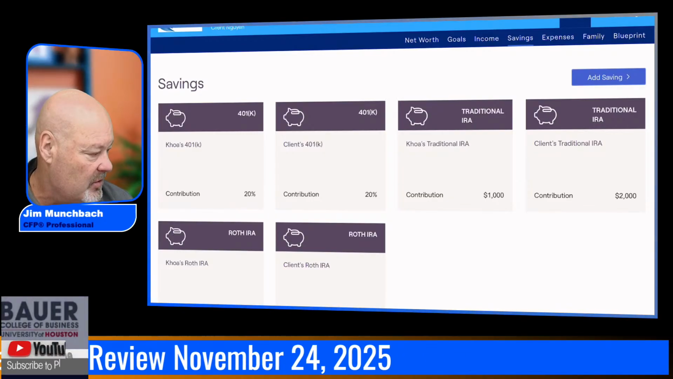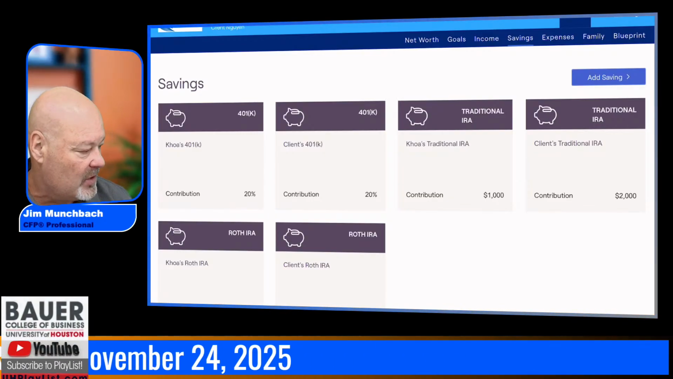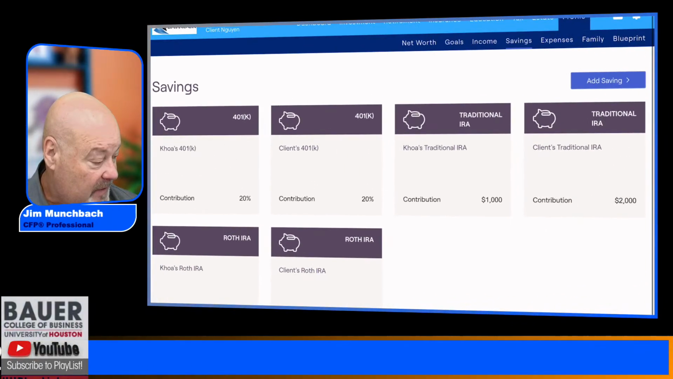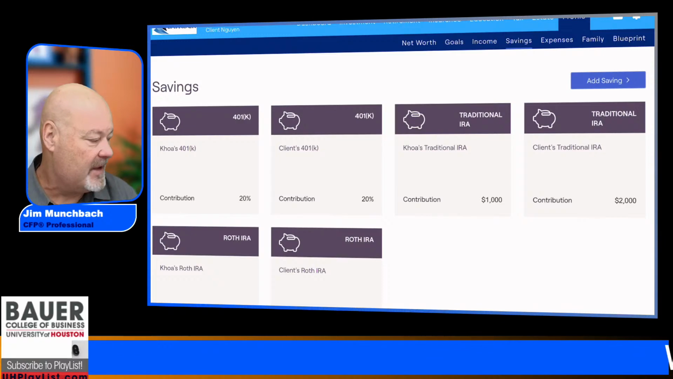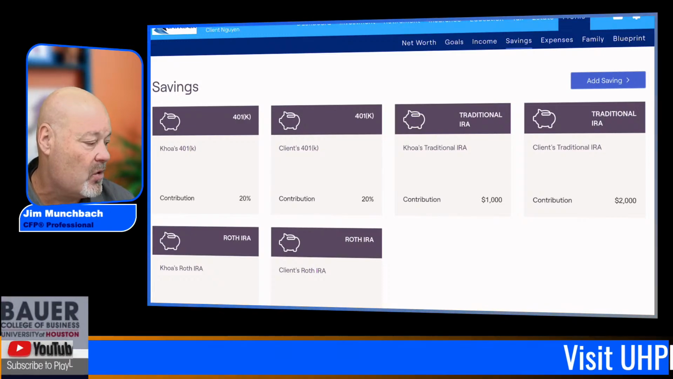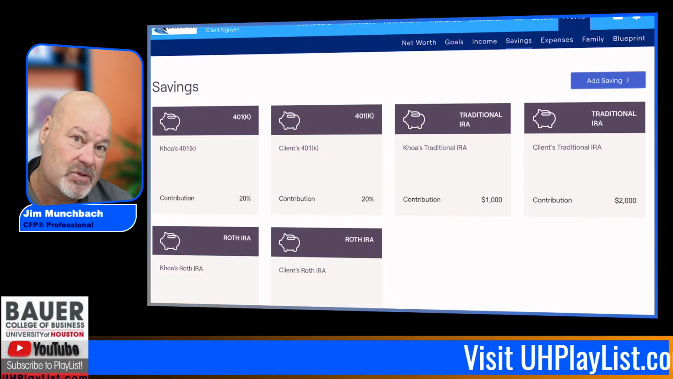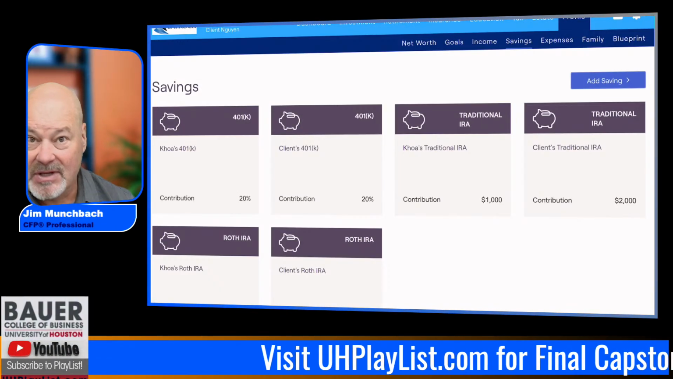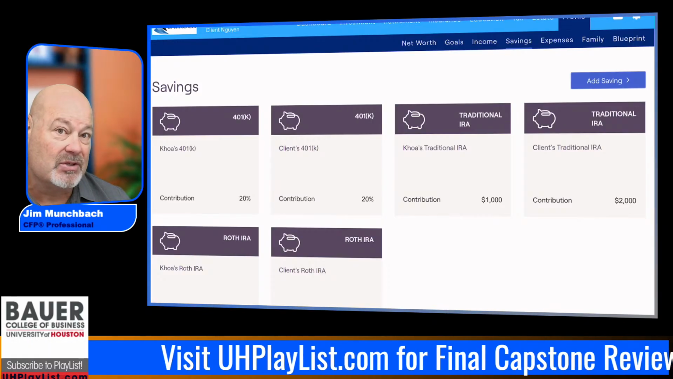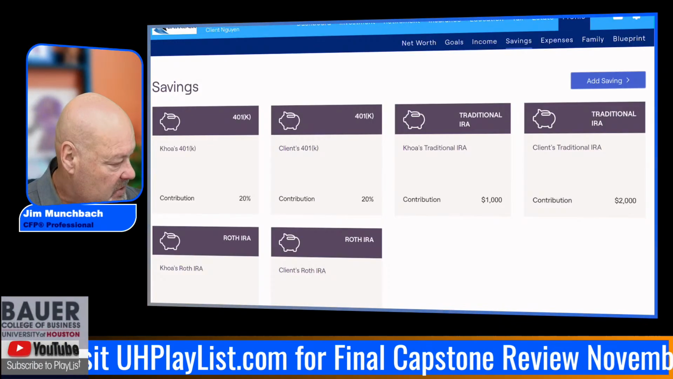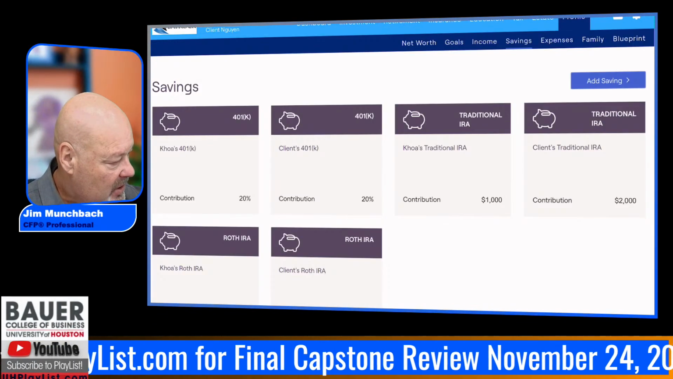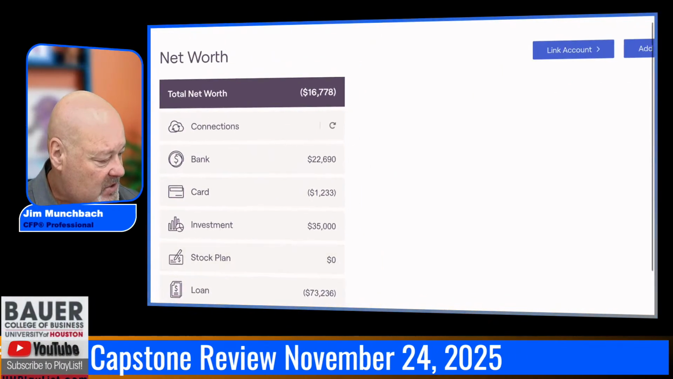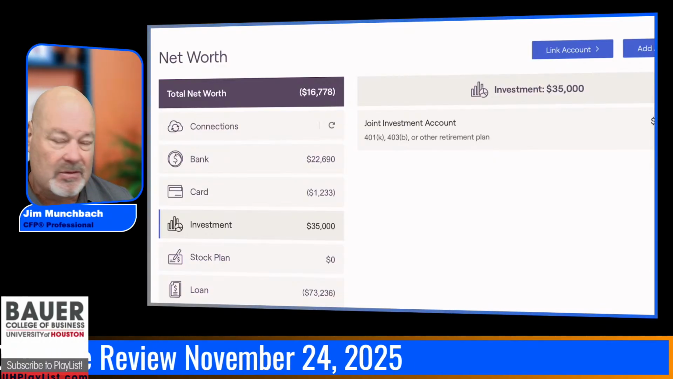I don't know why you're doing $3,000 there. I would encourage you. And so it looks like you're doing a traditional IRA and a Roth IRA, and that's fine. You can do that, but you don't show those accounts. So you're telling Right Capital that you're contributing to these accounts, but you're not actually showing them in your investments. So if you go back over here to profile and we go to net worth, when we open up investments, we should see those accounts.